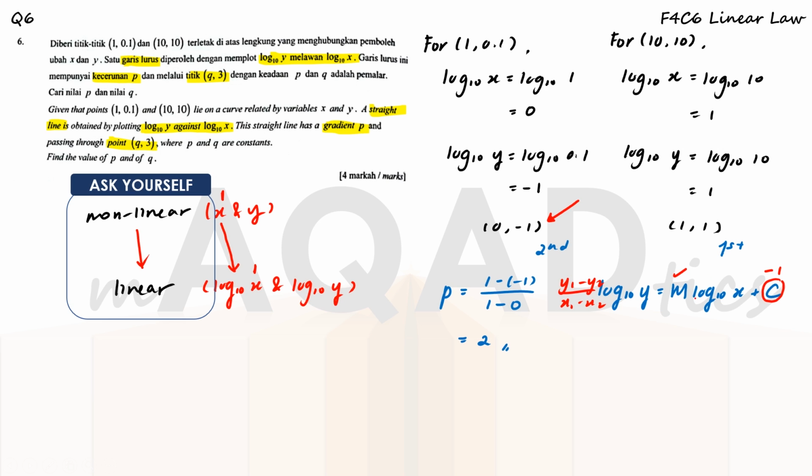Okay, so now I have the value of m, which is 2, c negative 1, and this coordinate 3, q here. Okay, so I can find the value of q. So our value of q will be 2.